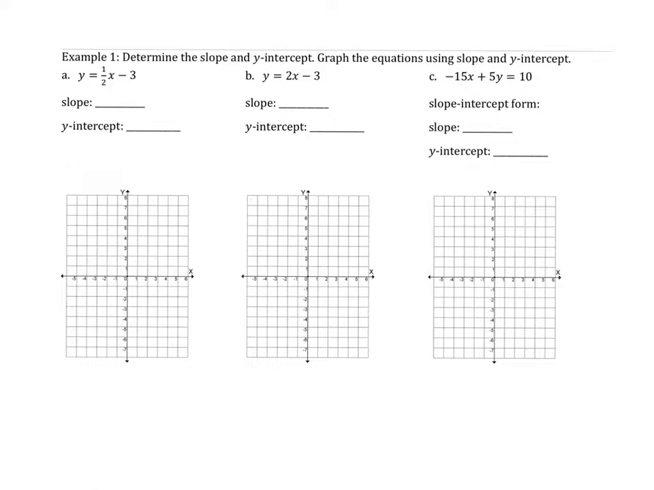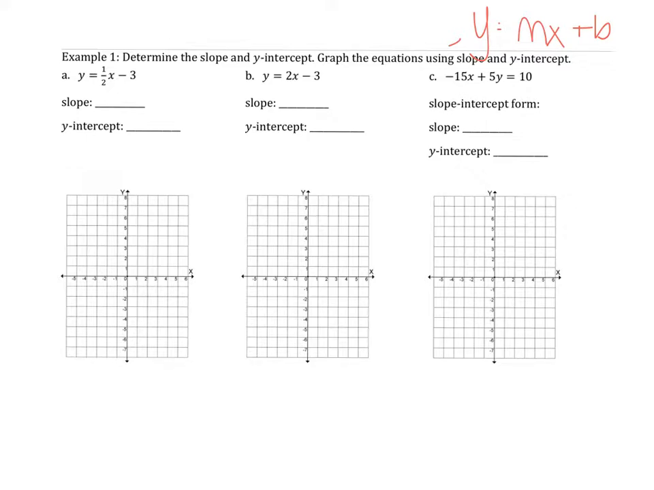So you looked up in your vocabulary at the beginning of this lesson slope-intercept form, which is y equals mx plus b, where the m is your slope and the b is your y-intercept. So in order to determine the slope and y-intercept, you have to have the equation solved for y, which as you can see on A and B, that's already the case.